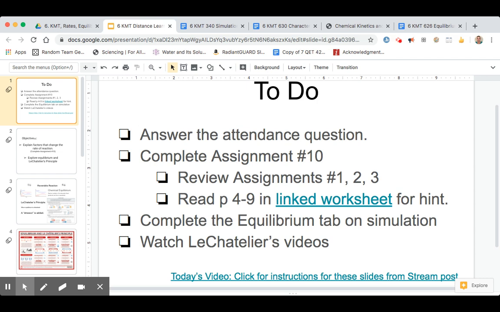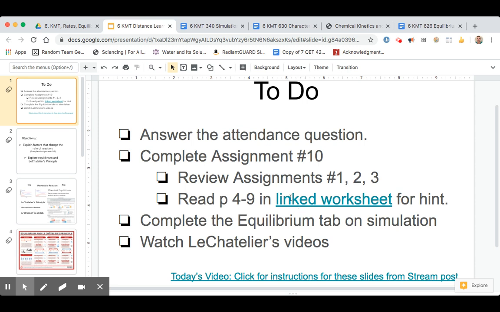We have a few things that we need to do. We need to answer the attendance question, complete assignment 10. We're going to work on the equilibrium tab on the simulation that we had completed for assignment 5. And I'm going to ask you to watch some video clips on Le Chatelier. For assignment number 10, if you are having some difficulty with it, go back and review 1, 2, and 3.